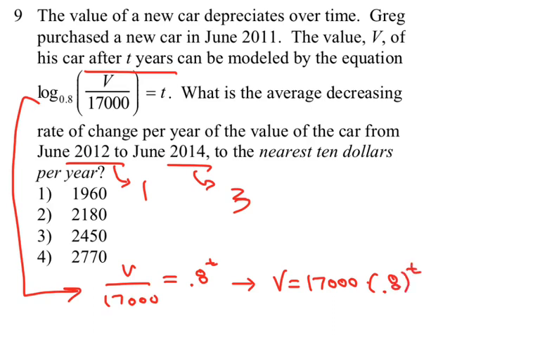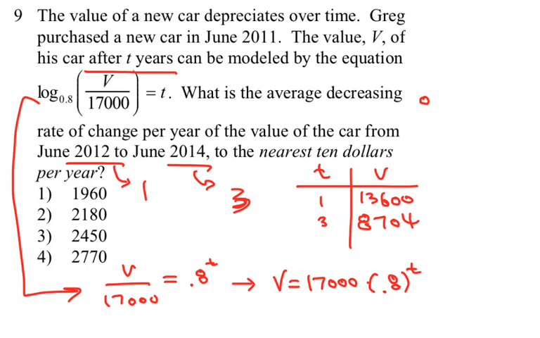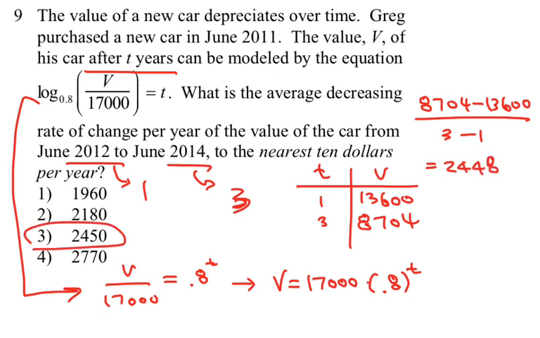Now, I'm going to make a table here quickly, t and then v. We have two values for t, which are 1 and 3. And when you plug them into the calculator, these are the values that you end up getting. So what we are trying to do is find the slope, essentially. That's the average rate of change. So 8704 minus 13,600 over 3 minus 1, which is about 2448. So choice 3, 2450 would have been the good approximation.